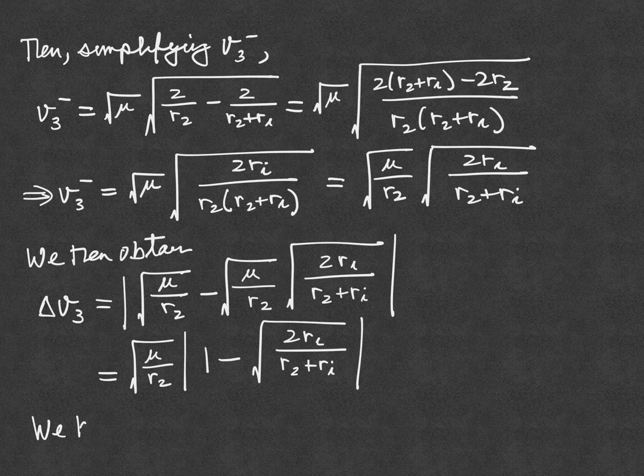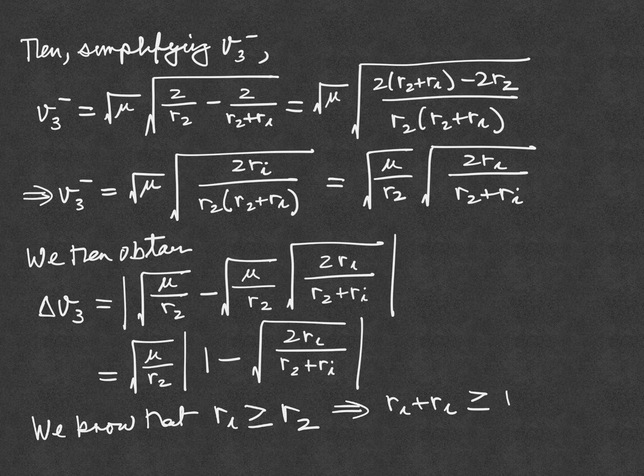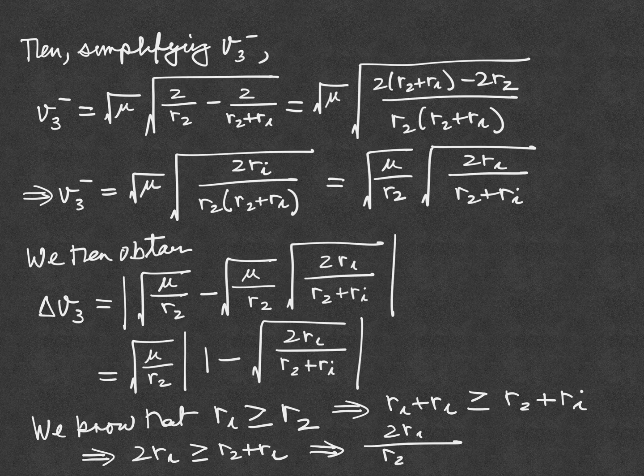We know that Ri is bigger than or equal to R2, because that's the intermediate apoapsis distance. So because of that, we know that Ri plus Ri is bigger than or equal to R2 plus Ri. But Ri plus Ri is just 2Ri. So that implies that 2Ri is bigger than or equal to R2 plus Ri. And so then if we divide by R2 plus Ri, we wind up with 2Ri, all divided by R2 plus Ri, is bigger than or equal to 1.